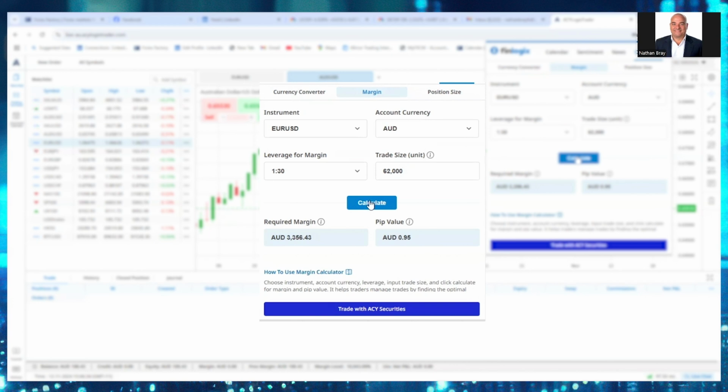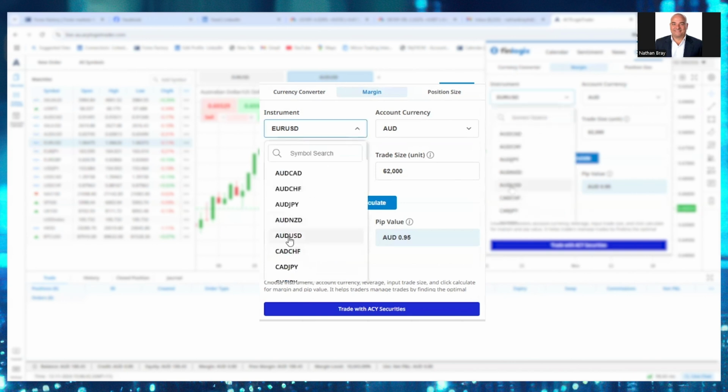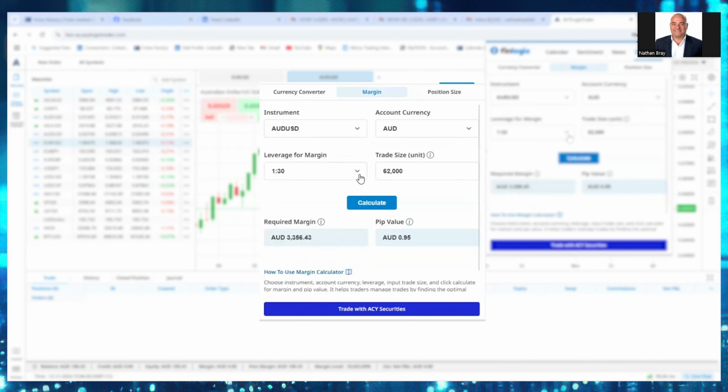So I know I could put that Aussie trade on, but let's say I want to add the euro dollar trade as well, and add the Aussie trade to it, and that was 102,000 to be precise. I can then calculate that. And suddenly I notice that I'll need $3,400 to be held as margin. So I'll need to deposit more money into my account if I want to take both those trades.